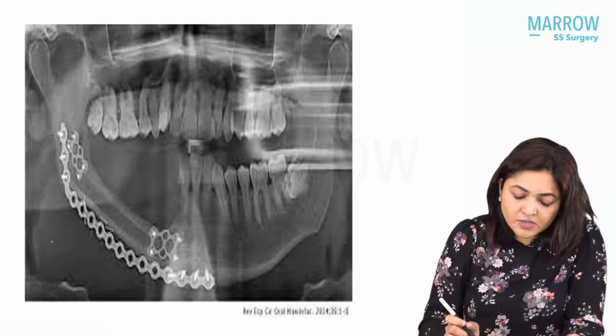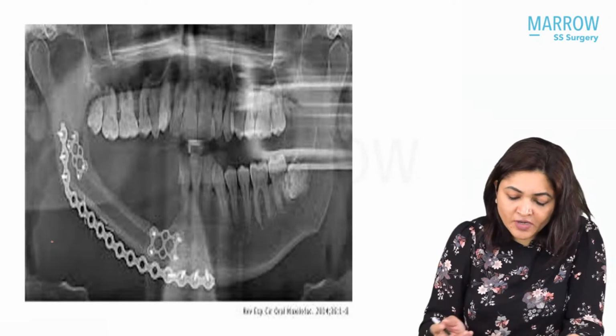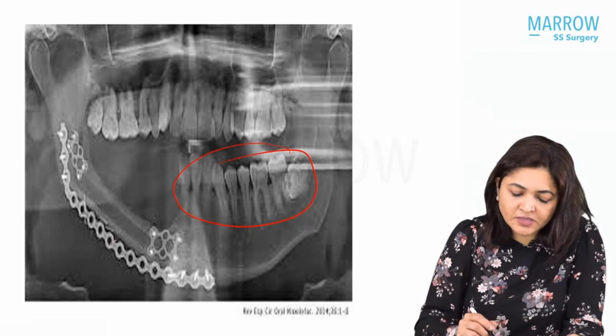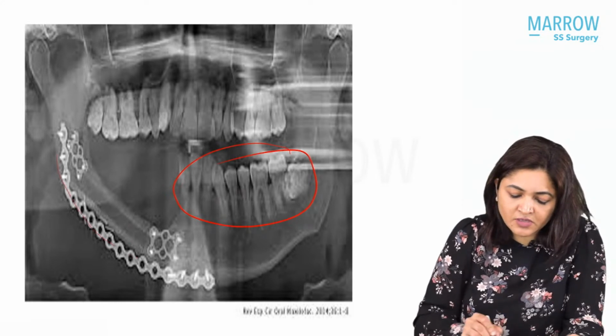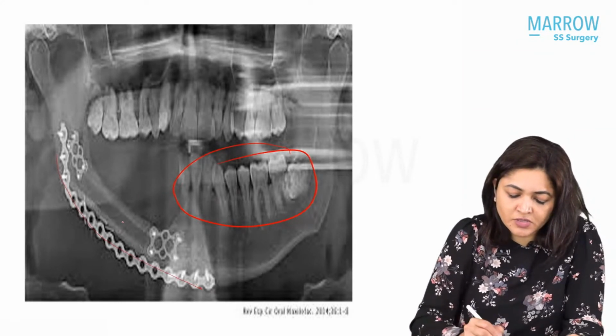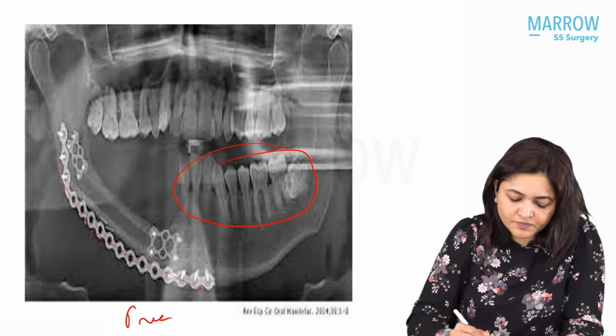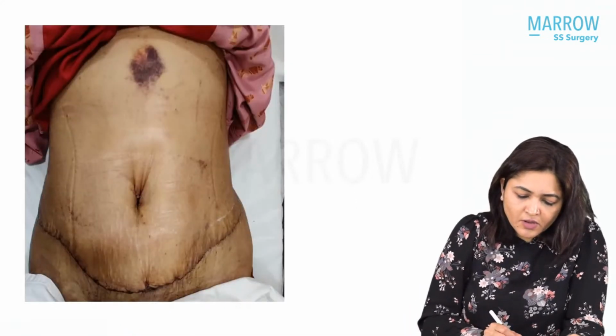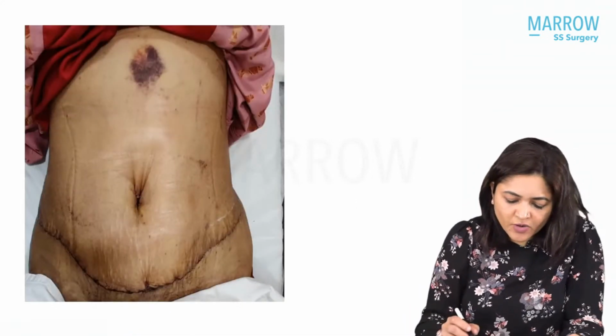You see here, this is a recon plate, but what has been done here? Half of the mandible has teeth, half of it doesn't, but you can see a plate that is going through. So, this is a free fibula used for reconstruction. Again, spot diagnosis.